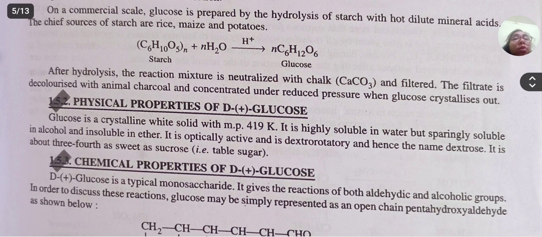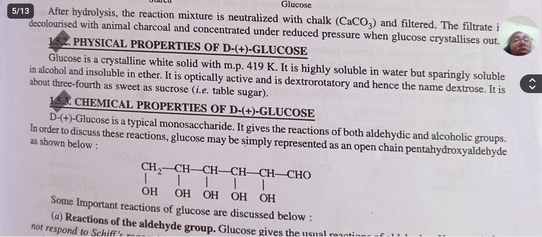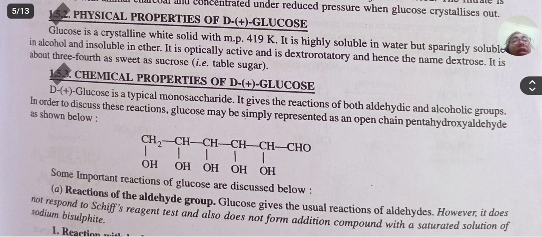Physical properties of glucose. Glucose is a crystalline white solid with melting point 419 Kelvin. It is highly soluble in water but sparingly soluble in alcohol and insoluble in ether. It is optically active and is dextrorotatory, and hence the name dextrose. It is about 3/4 as sweet as sucrose, table sugar. Chemical properties. D-glucose is a typical monosaccharide. It gives the reactions of both the aldehydic and alcoholic groups.